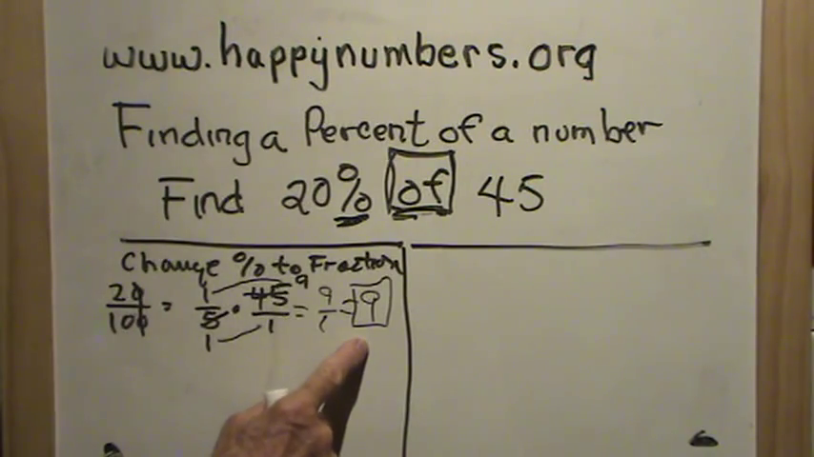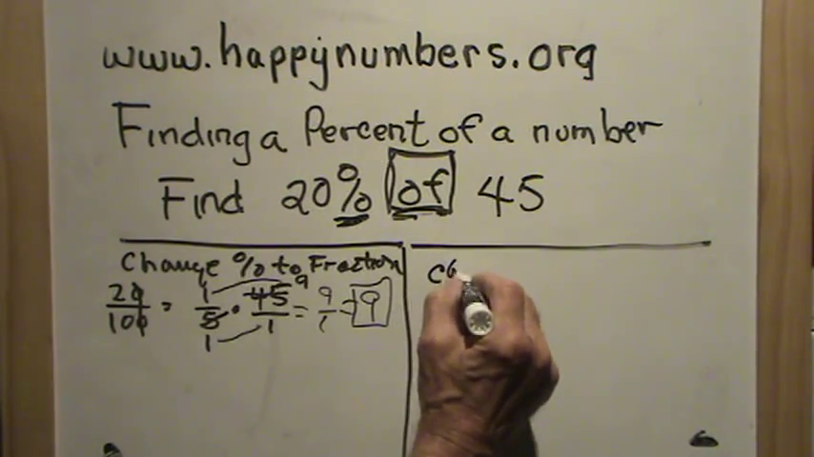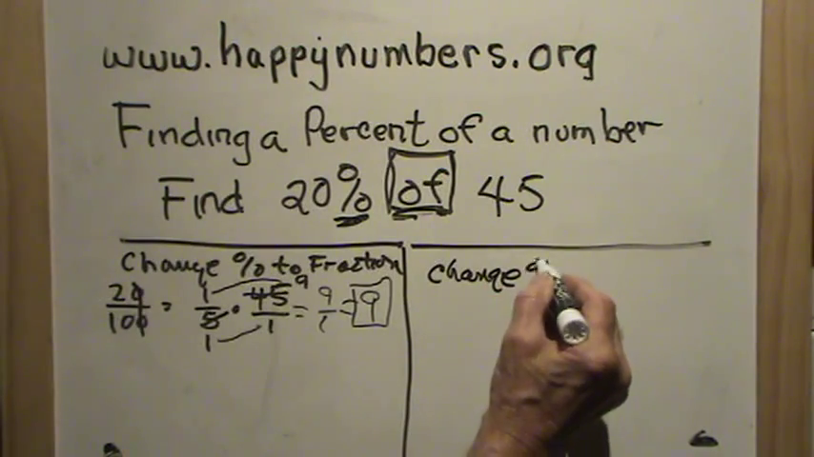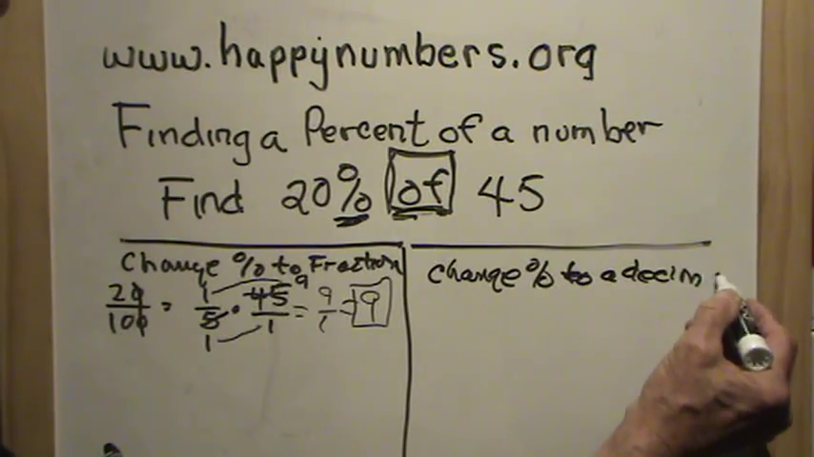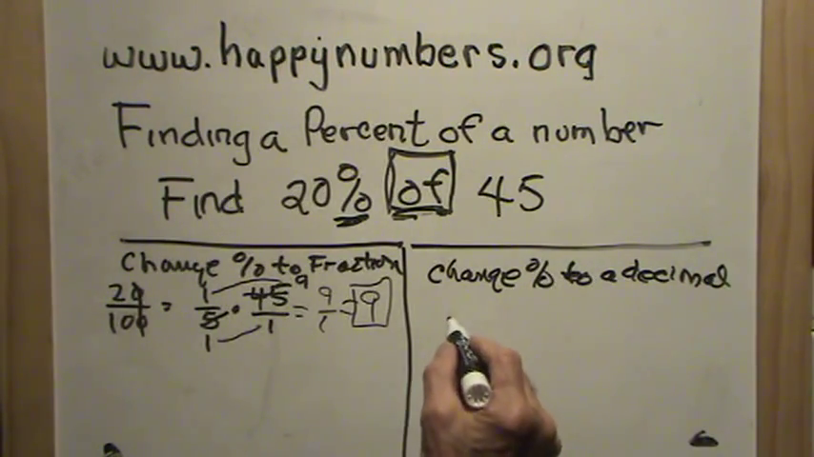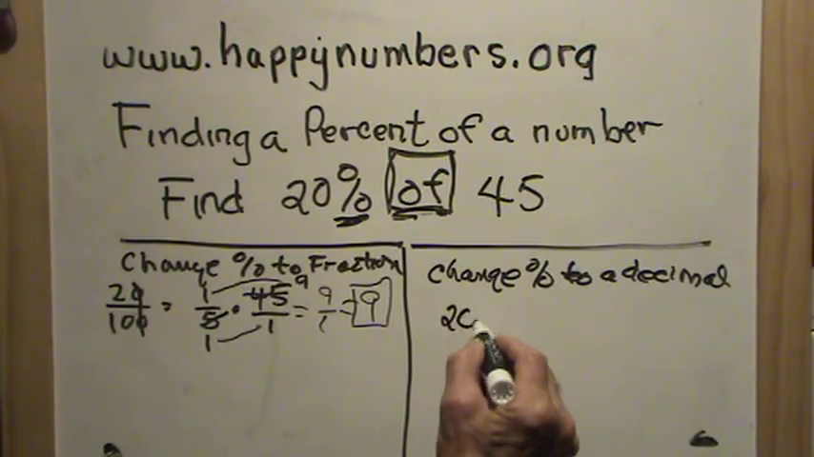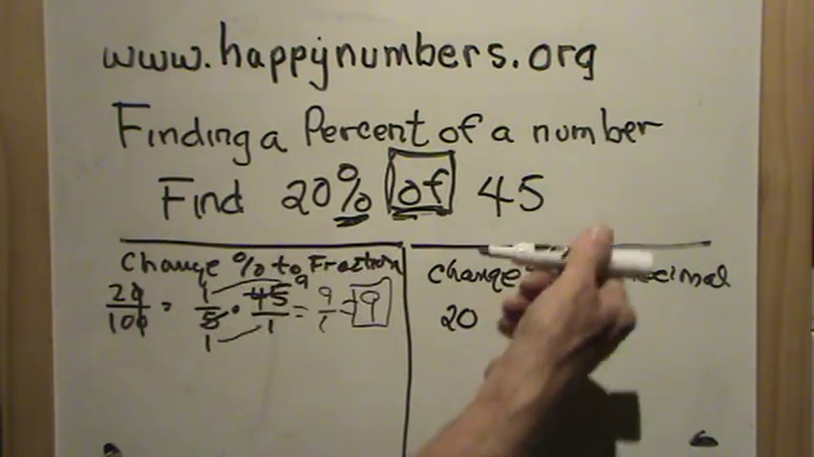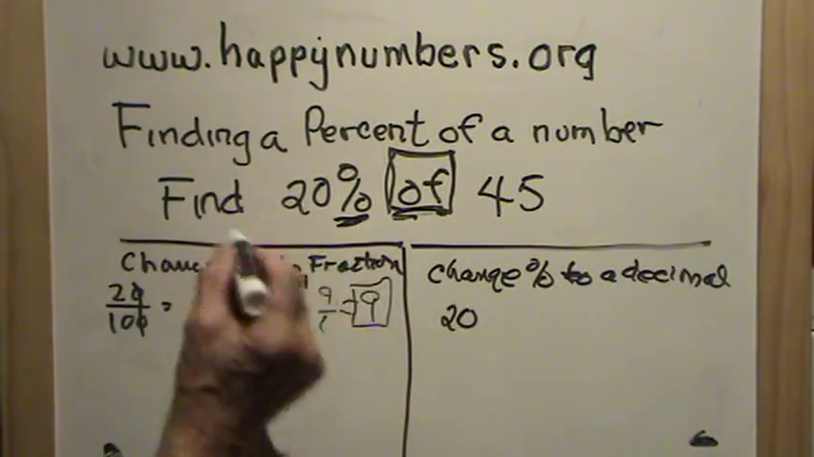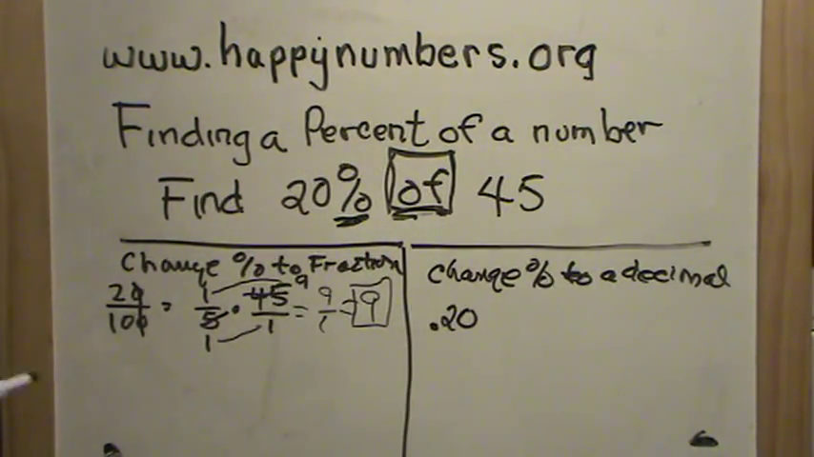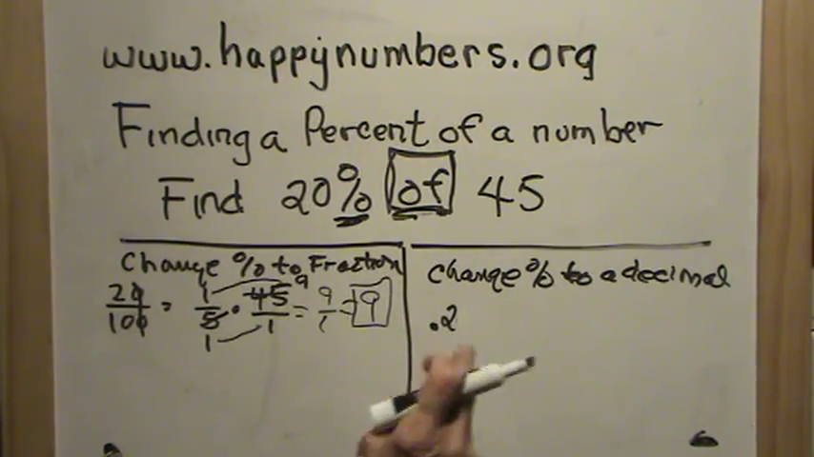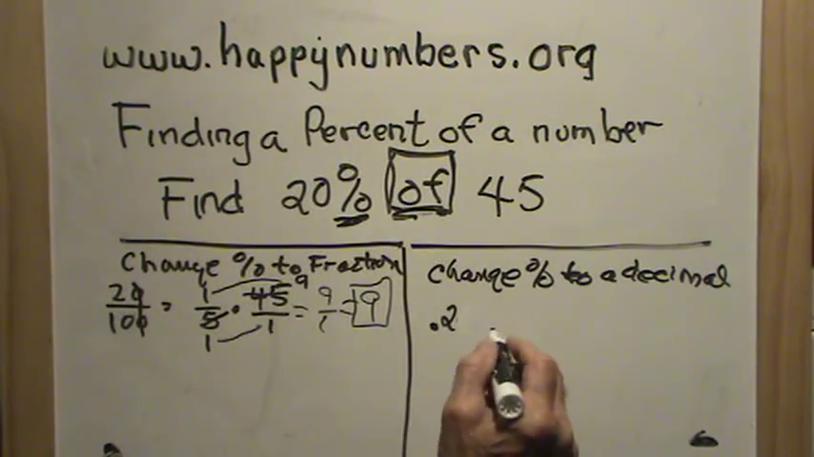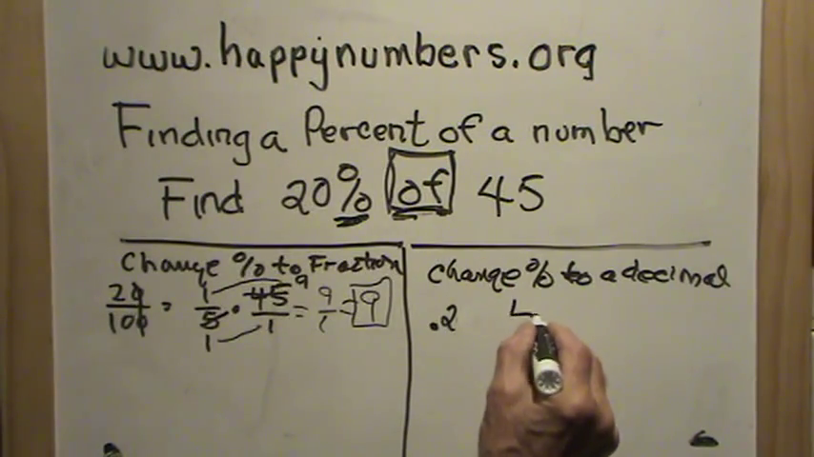Now the other way you can do it is you can change the percent to a decimal. Well, 20%, we know if we're going from percent to decimal, we go this way 2 decimal places, so it's 0.20. And we know we can drop this 0 because we don't need it. So we've changed the percent to a decimal, and we multiply times 45. So this is multiplication of decimals.